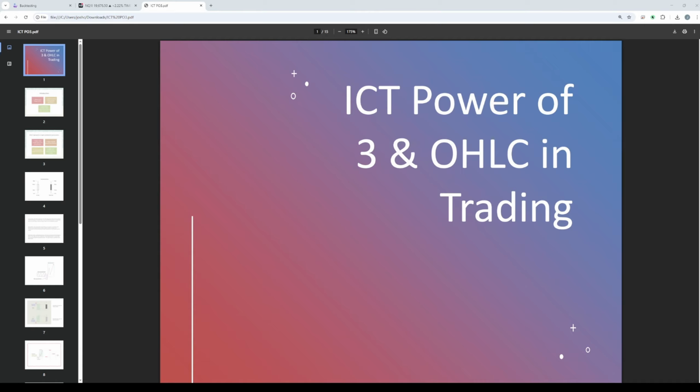Before we get started, who already knows what ICT PO3 and OHLC is? So open, high, low, close. When we say that, we're talking about candle closures, essentially. Anyone know? Seems like a few do, yeah.